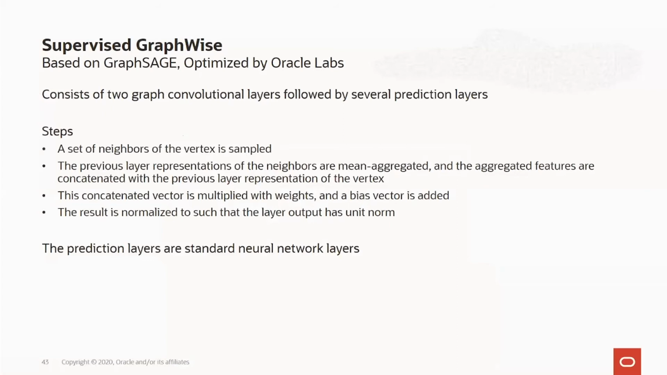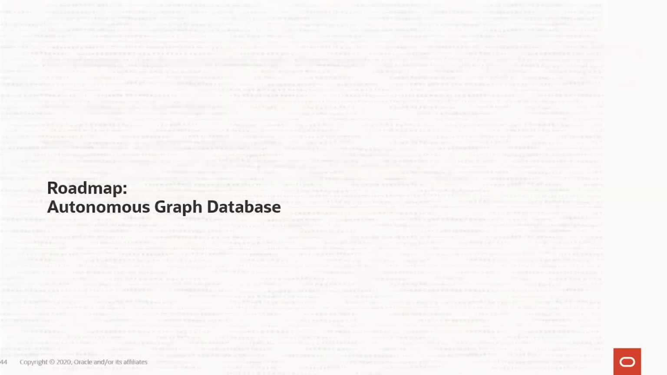And then GraphWise, which is built on GraphSAGE, and the Oracle Labs folks optimized it. That is an algorithm that uses two graph convolutional layers. These layers look at the neighbors in a graph to aggregate the values of one vertex with the neighboring vertices, and the rest of the layers are just standard neural network layers. So it includes two graph layers in the standard neural network process.